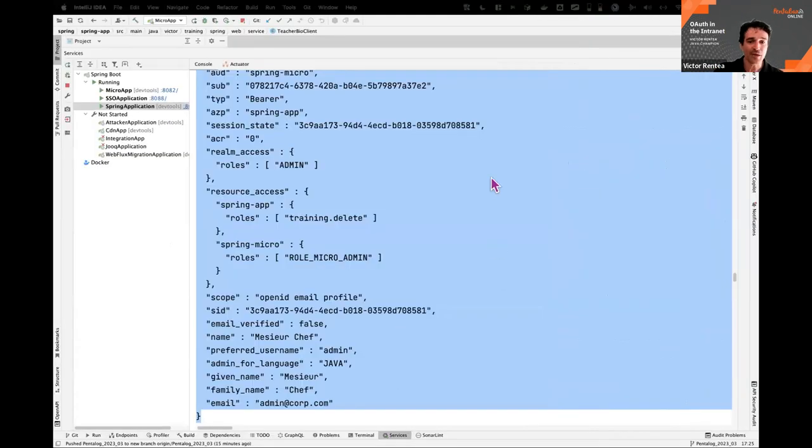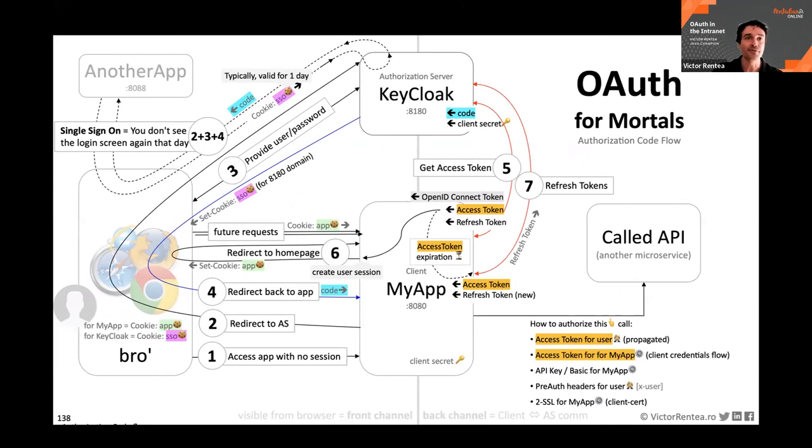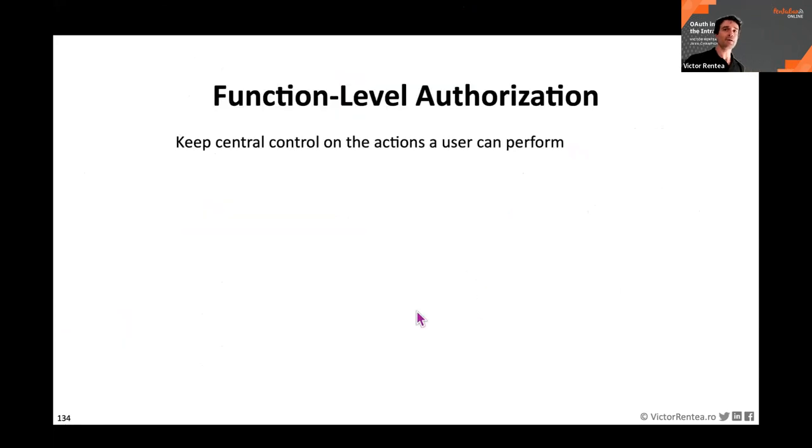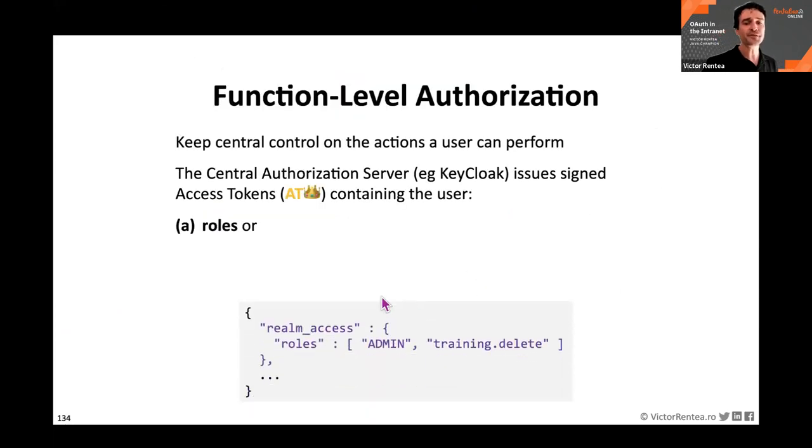Where was I? The function level authorization. This means that you want to control what the user can do. How will this work? You will have KeyCloak put inside your token the roles the user has, telling the applications what roles the user has.